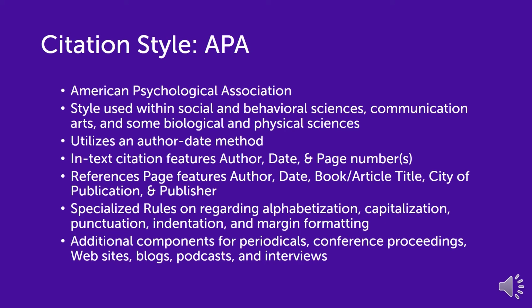You can create the basic APA citation using the simple sentence construction of author, publication year, book title, city of publication, and publisher. The APA has particular rules regarding alphabetization, capitalization, punctuation, indentation, and margin formatting. Periodicals, conference proceedings, websites, blogs, podcasts, and interviews all have additional components, so make sure you consult the publication manual as you write your paper.